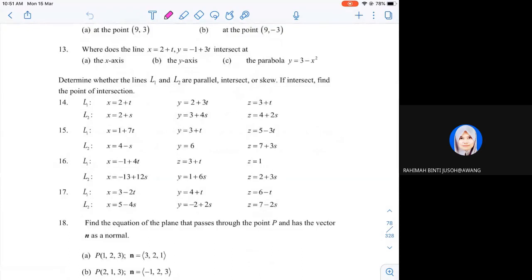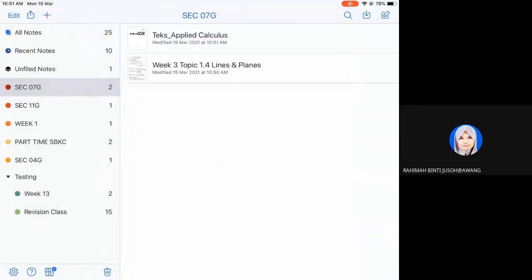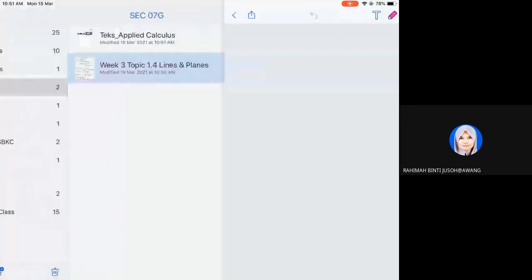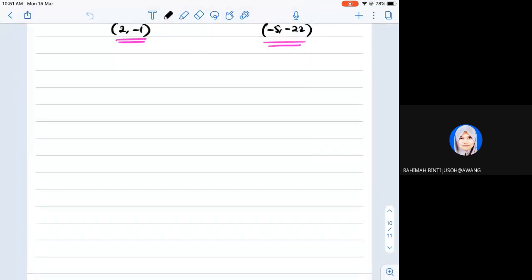Lines L1 and L2 are parallel, intersect or skew. Okay guys, it will be like this. We have three cases for lines: parallel, intersect or skew. So now, characteristics of lines. Copy a little of the notes. Characteristics of lines.